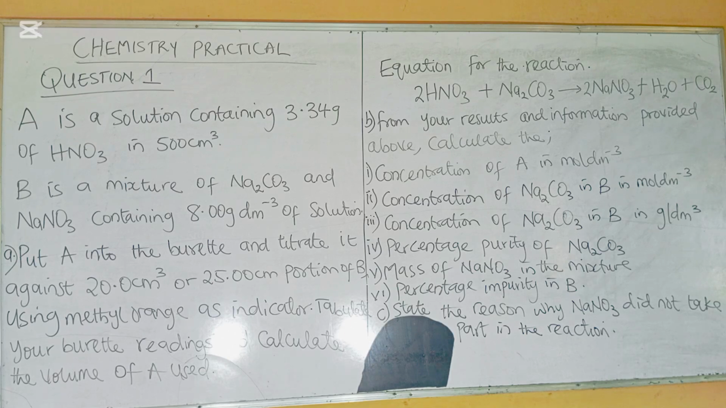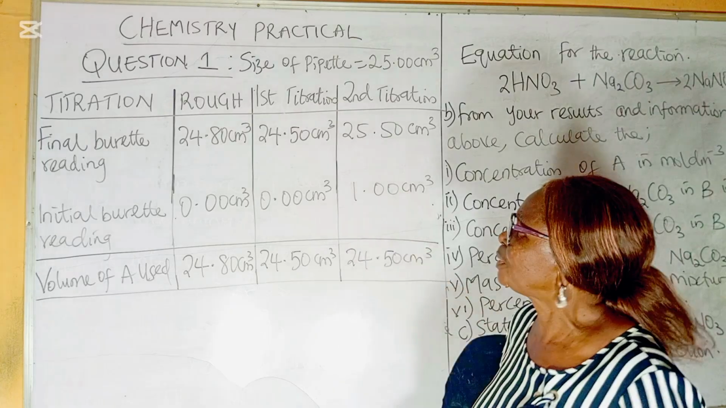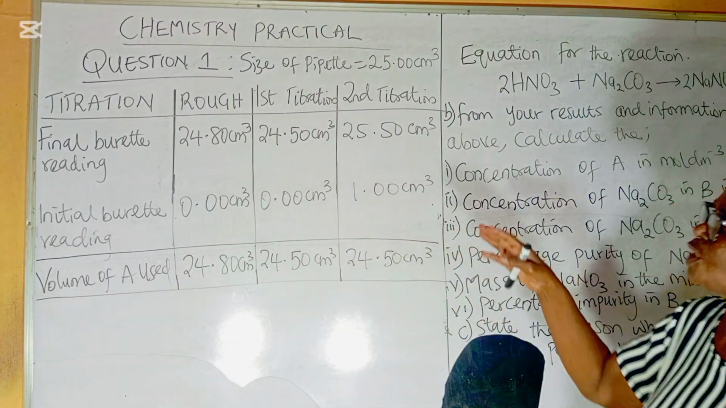I will talk more about how you are going to present your table and make use of concordant titer values, without which you will not get score for your average titer. Here is the titration table. You can see the titration table.